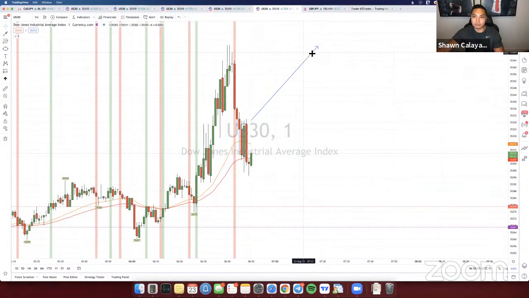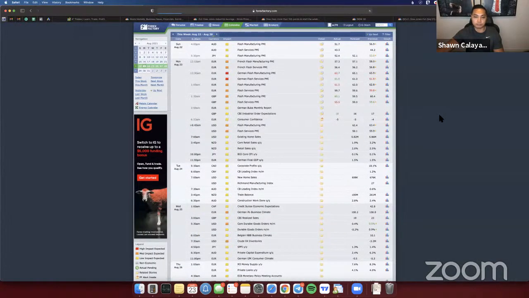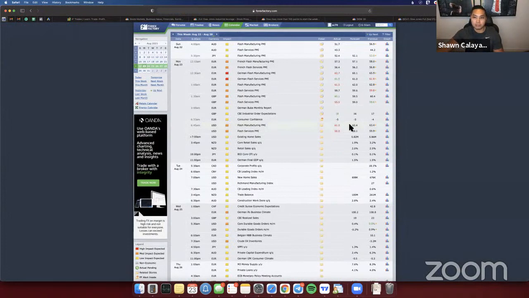But let's start looking for another possible entry. It looks like the news just happened. This caused the drop right here. Let me refresh this. So the news this morning was negative. You can see it was previously 63.4. They're forecasting it to be lower, but it was a lot lower than they were anticipating. Same here with the flash services. It was 59.9, and they were expecting it to be slightly below 59.1.